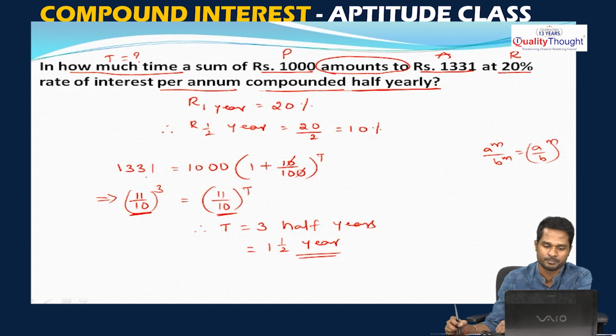1331 is 11 cube, 1000 is 10 cube. So I can take this 10 cube to this side, which is (11/10) whole cube equals (11/10) whole power t. So now both sides have the same base value, 11/10, so t will become 3. It is not 3 years, it is 3 half years because the interest is calculated half yearly. So t is 3 half years, which is 1.5 years.